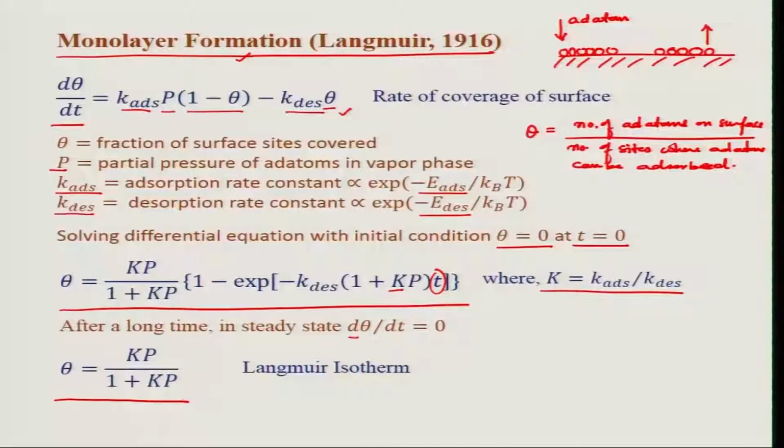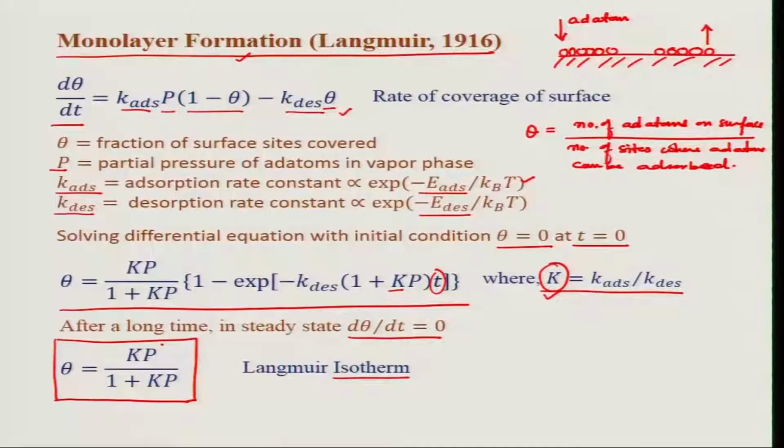If you put d theta by dt equal to 0 into this expression, you will get this, and this curve is called the Langmuir isotherm. These are called isotherms because they are for a fixed temperature, because if you change the temperature your K will change. So, these are drawn for a fixed temperature. By fixing temperature you fix K, so then theta will depend on the partial pressure.